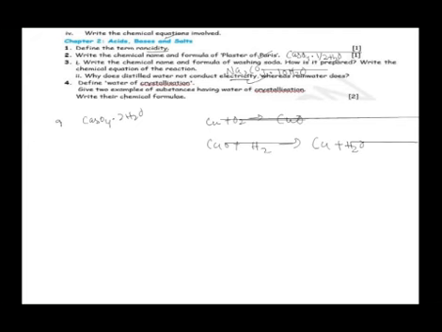Now coming to the next question: the compound obtained from baking soda is used to remove the permanent hardness of water. Normally the permanent hardness of water can be removed by sodium carbonate. You have to write the name, sodium carbonate. What is the formula? That is Na2CO3. What happens if you recrystallize it?